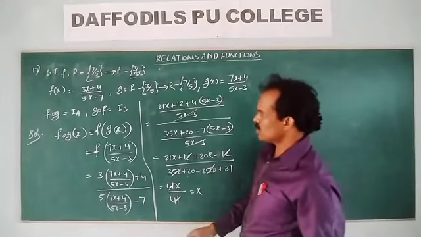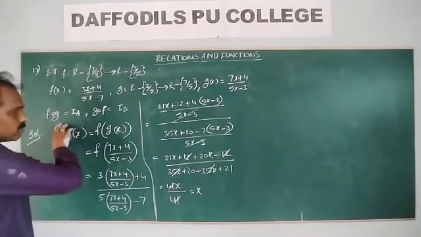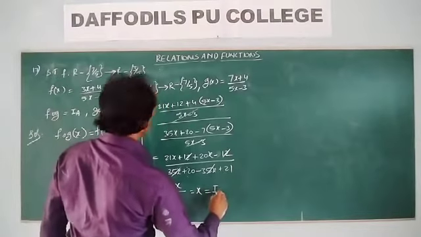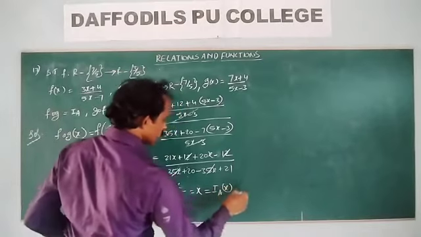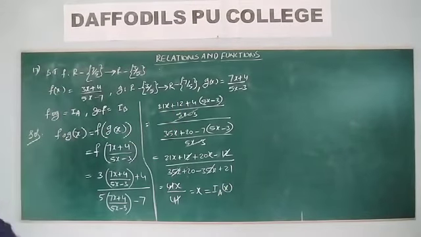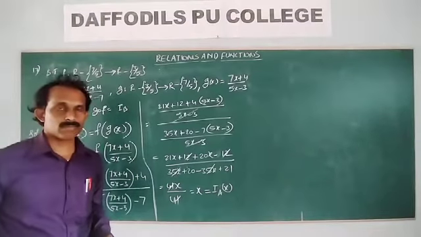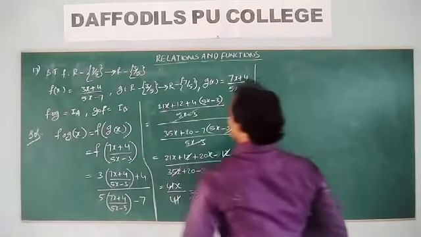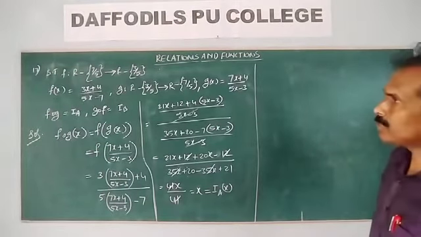Therefore, whatever x you take, I of x will give the answer in the same x. So this can be written as I_A of x. Therefore, F circle G is equal to I_A, the identity function. Right. Next one.